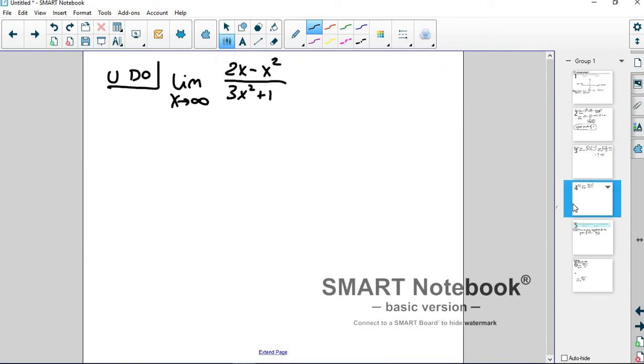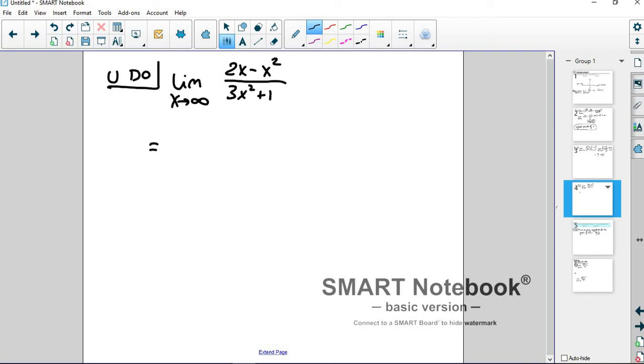You guys try one. All right? This is a similar idea. Limit as x goes to infinity of 2x minus x squared divided by 3x squared plus 1. Pick the highest power, factor it out, or divide by it, however you want to think about it. I gave you 2 examples, one of each version. You guys pause the video and give it a shot.